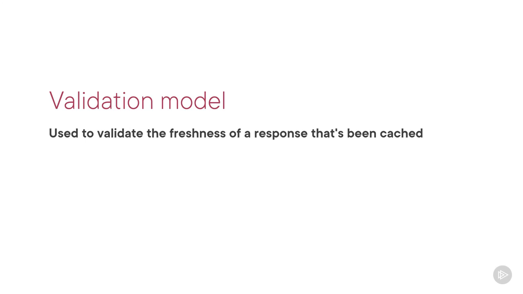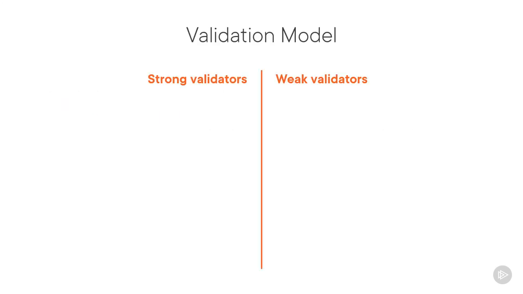Validation is used to validate the freshness of a response that has been cached. When a cache has a stale entry that it would like to use as a response to a client's request, it first has to check with the origin server, or possibly an intermediate cache with a fresh response, to see if its cached entry is still usable. But to be able to validate, we need something to validate against. And that's a validator. These validators are used to check if they represent the same or different responses.